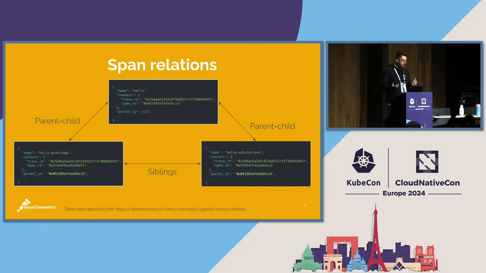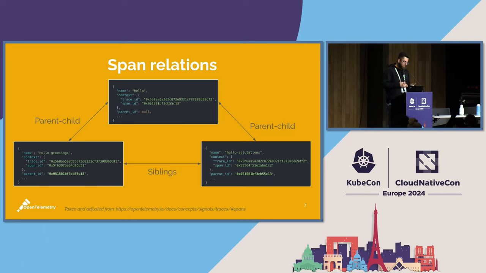Now, as I was saying, based on the context, we can build certain span relations. Commonly, we will talk about parent, child, and sibling spans. So here we see that at the top, we have a span called hello, and this is again identified by trace ID and span ID, and we see that the parent ID is null, which means that this is the topmost, the parent span.